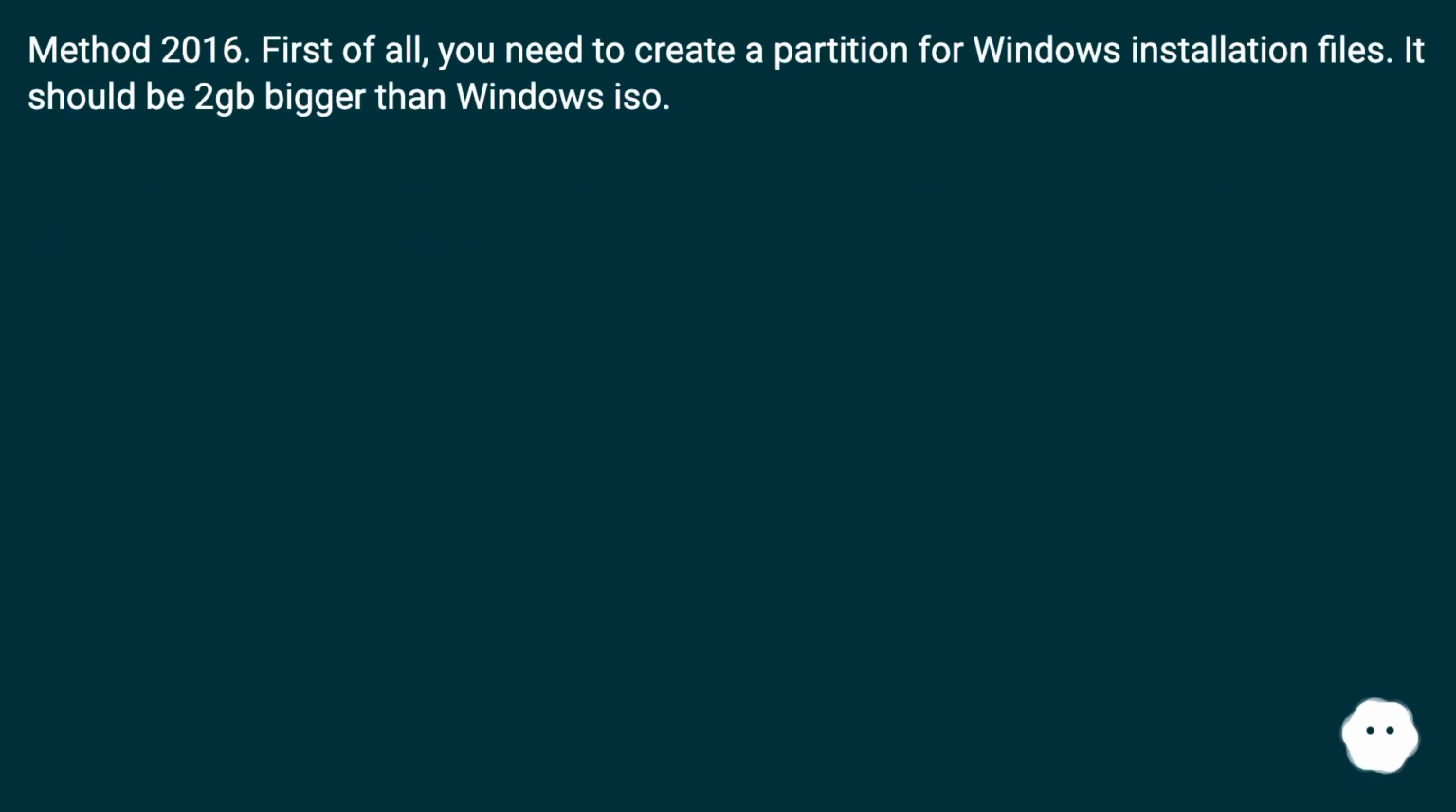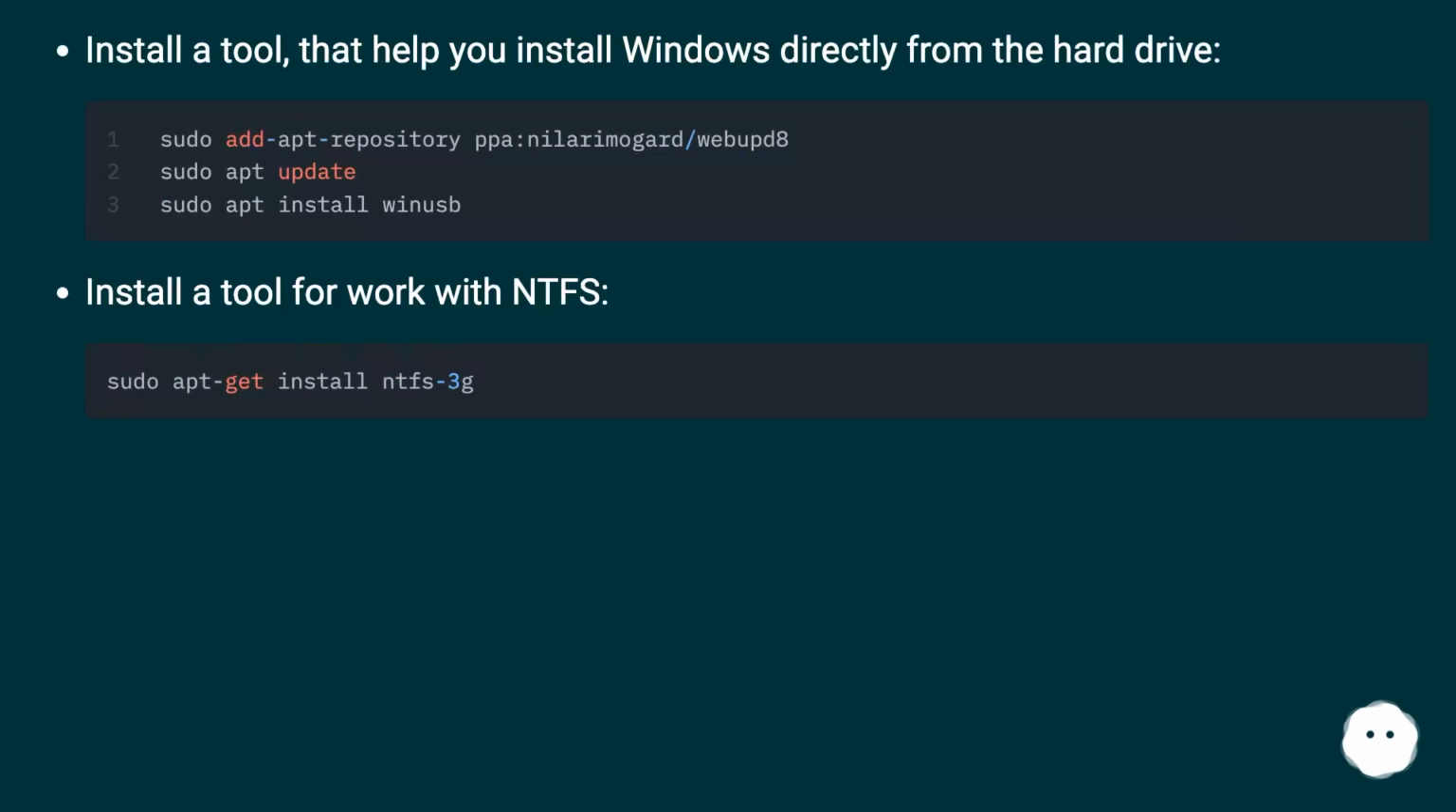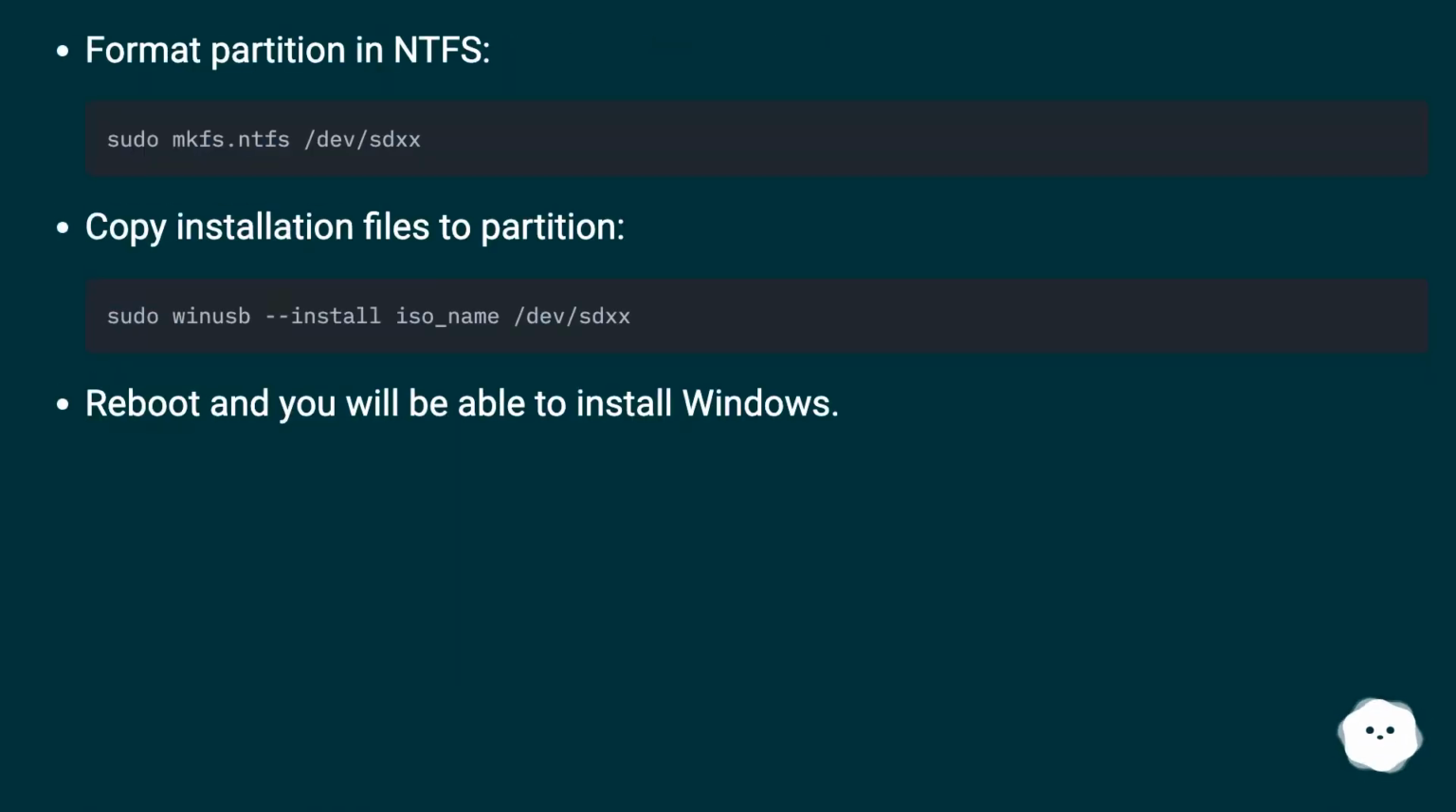Method 2016. First of all, you need to create a partition for Windows installation files. It should be 2 GB bigger than the Windows ISO. Install a tool that helps you install Windows directly from the hard drive. Install a tool for working with NTFS. Format the partition in NTFS. Copy installation files to the partition. Reboot, and you will be able to install Windows.